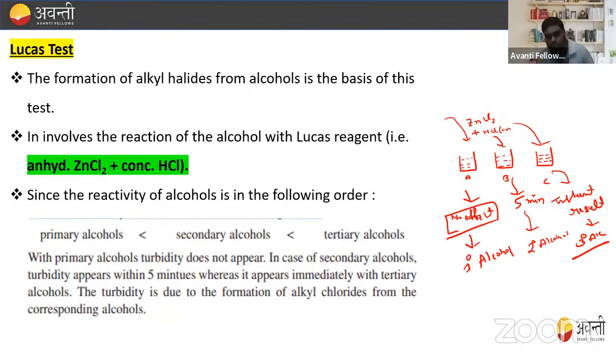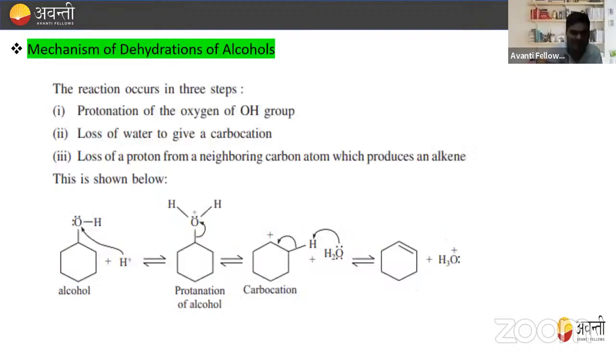Lucas test we studied. Basically, the Lucas test is used to distinguish between primary alcohol, secondary alcohol, and tertiary alcohol. So, if the alcohol is primary, it will not give any reaction, so turbidity does not appear. If it is secondary, the turbidity appears after 5 minutes. If it is tertiary, then the turbidity appears immediately. So this is how we can identify them.